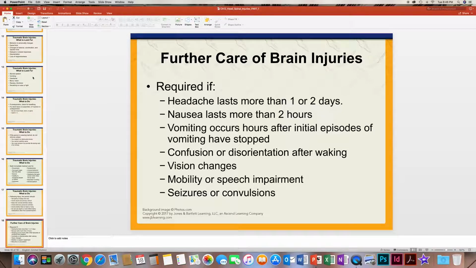So that is the end of part 1. We're going to continue with part 2 and talk more about other injuries involving the spine.